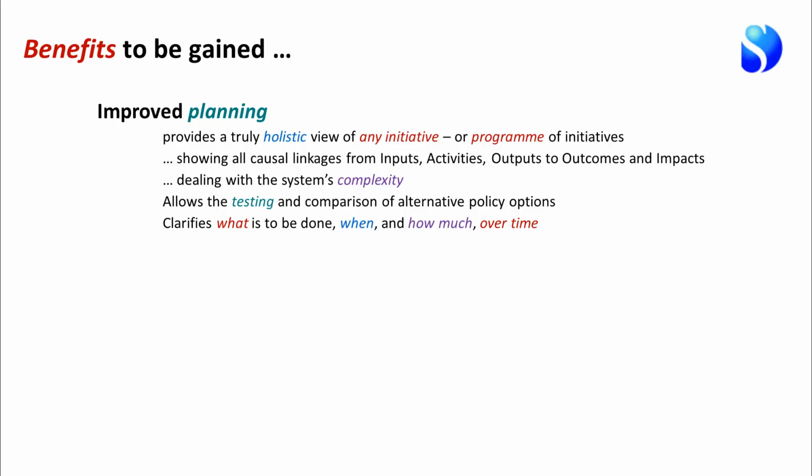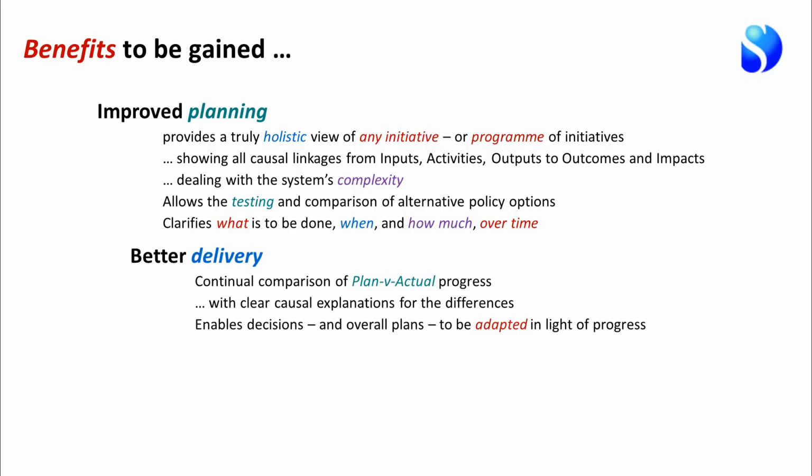And it shows all of the causal linkages in the pipeline from inputs, activities and outputs to the outcomes and beneficial impacts that you're trying to deliver. And it does that because it deals head on with the system's real complexity. What it allows is for you to test and compare alternative policy options before you decide on your choice amongst those alternatives. And when you've done that, what you end up with is a very clear view of what's going to be done, when it's going to be done, how much, and how all of those things are going to change over time as the initiative or the program moves forward into the future.